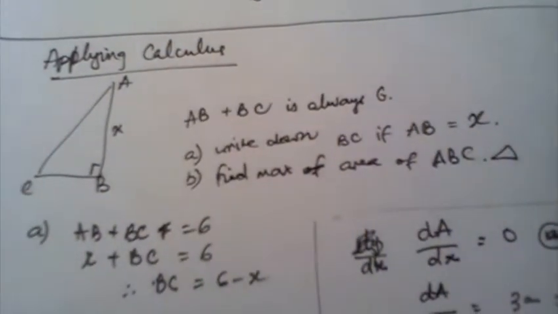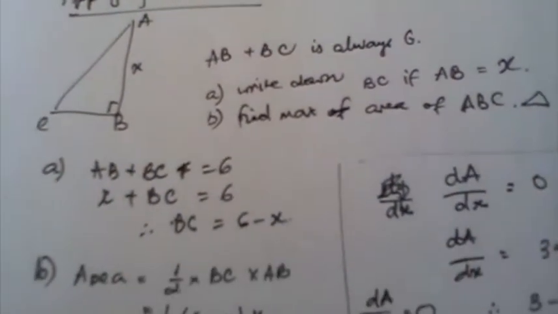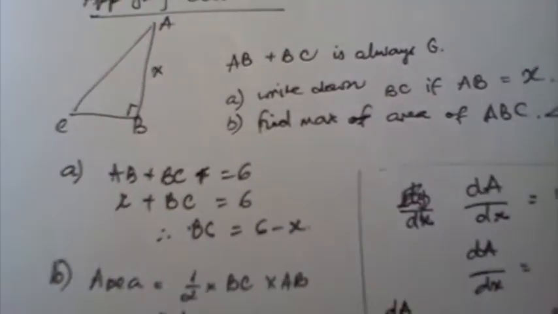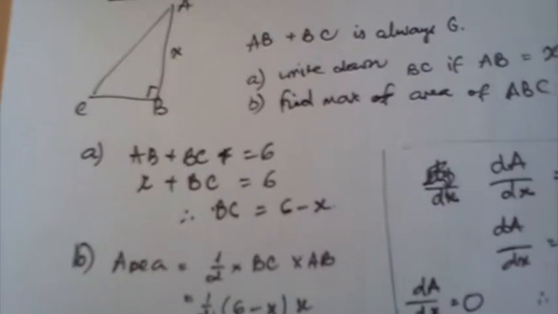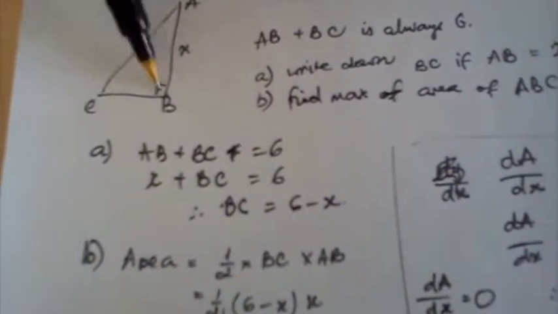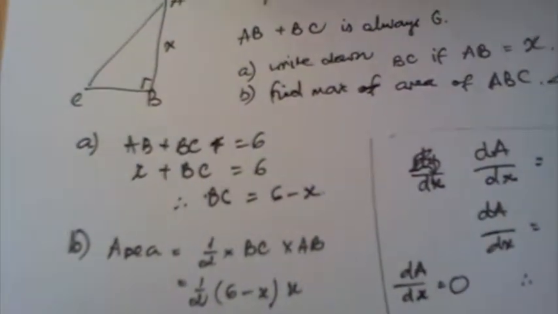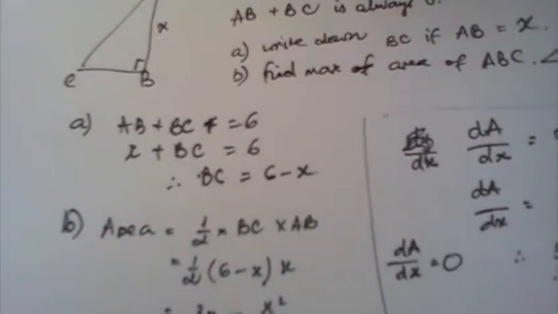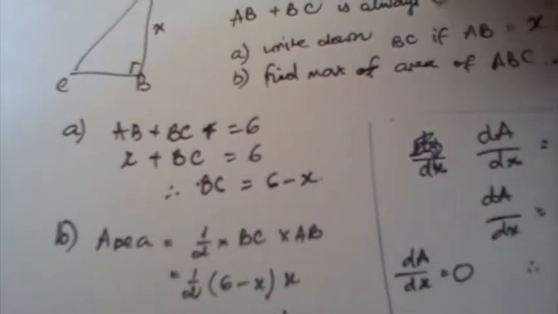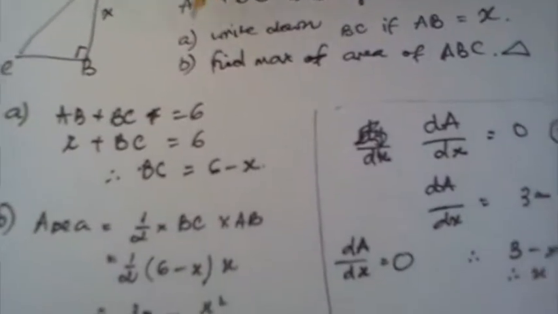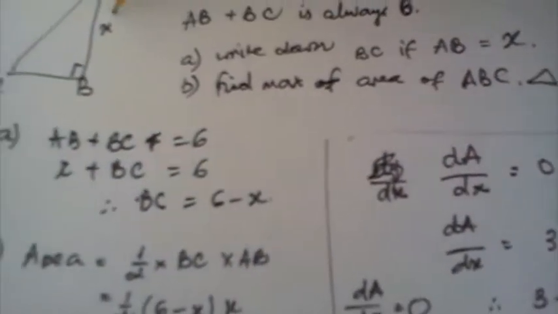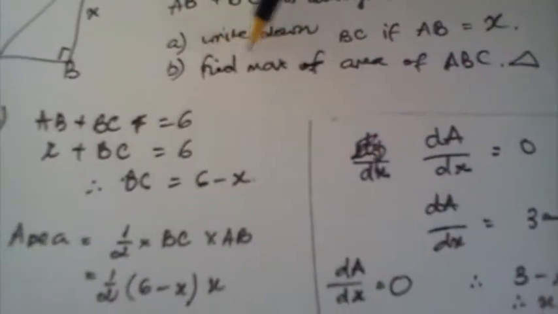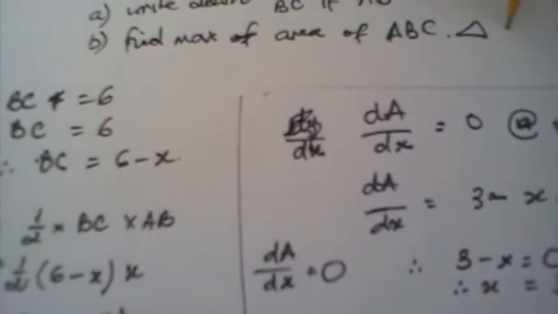You may be wondering why finding the first derivative could be useful. So here's how it is useful. For example, we have the triangle A, B, and C. And AB plus BC is always 6. So the question asks you to write down BC if AB equals x, and find the maximum area of triangle ABC.